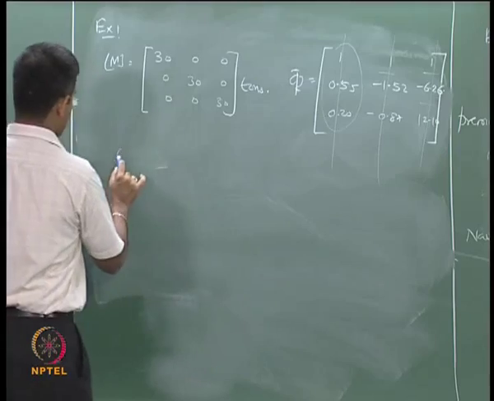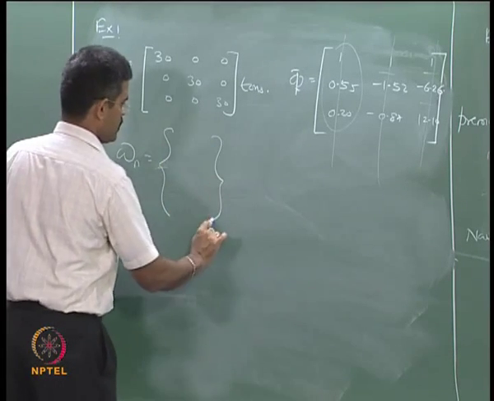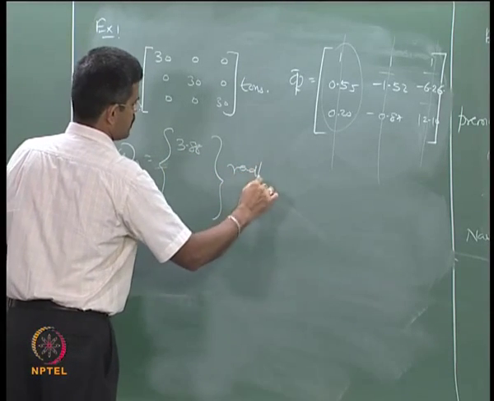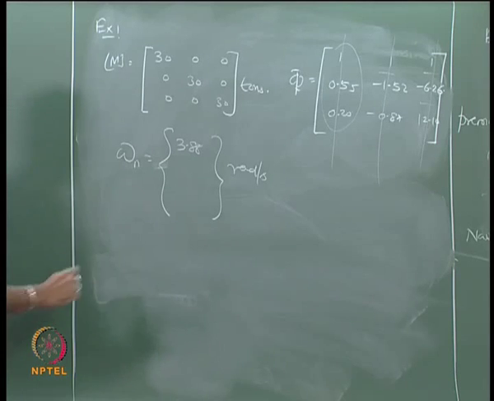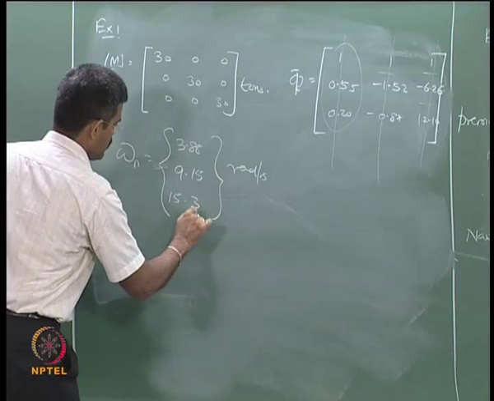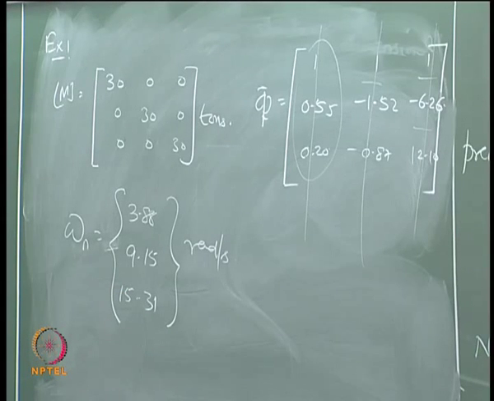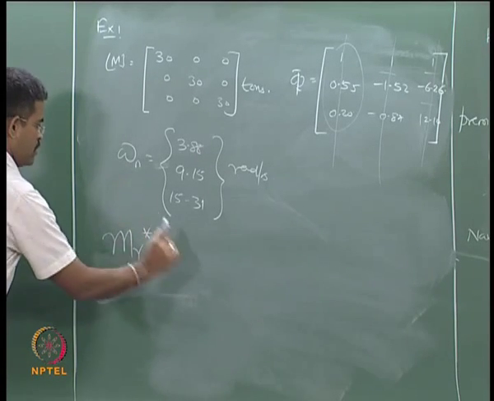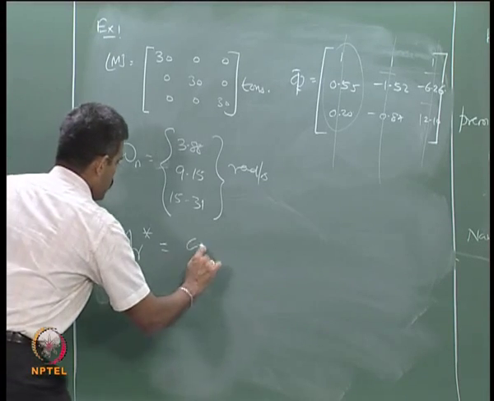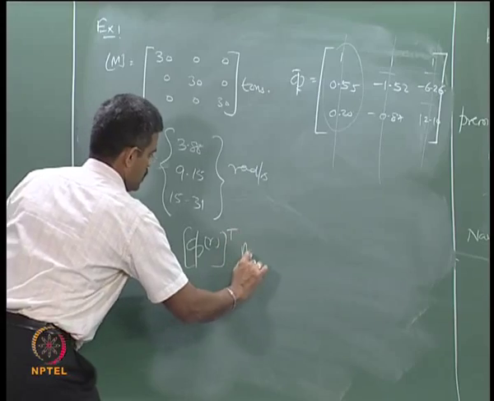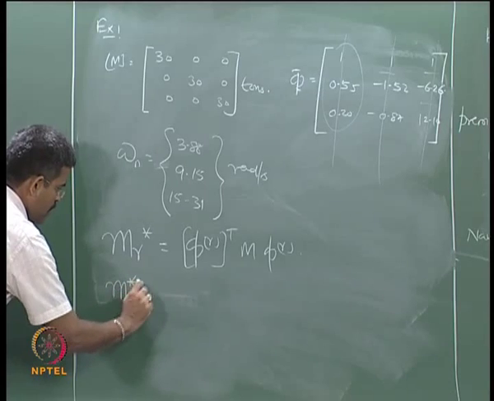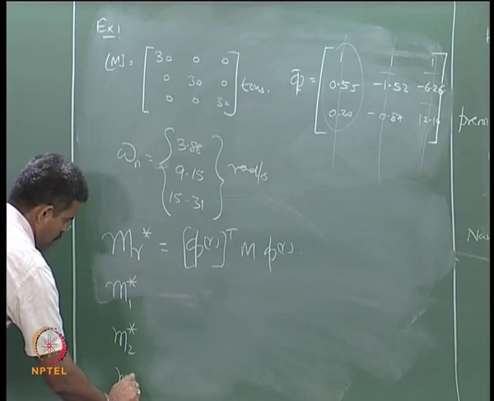The corresponding frequencies are 3.88, 9.15 and 15.31, in radians per second. So we already know M R star is given by phi transpose M phi. Can you find out m1 star, m2 star and m3 star?